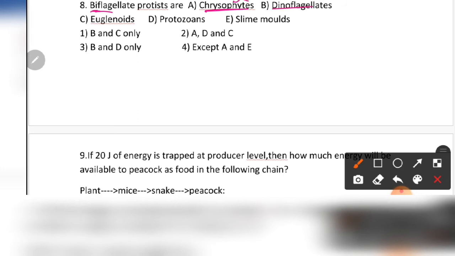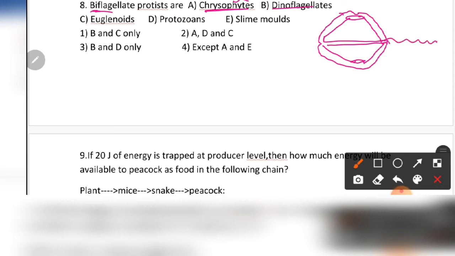Dinoflagellates, let me draw the diagram of the best example. Gonyaulax. So this is the structure of the Gonyaulax. Gonyaulax has 2 flagella. One flagellum is longitudinal, one flagellum is transverse. So this is the structure of Gonyaulax. So one flagellum is transverse, and another one is longitudinal. So they have 2 flagella. So B is the answer.